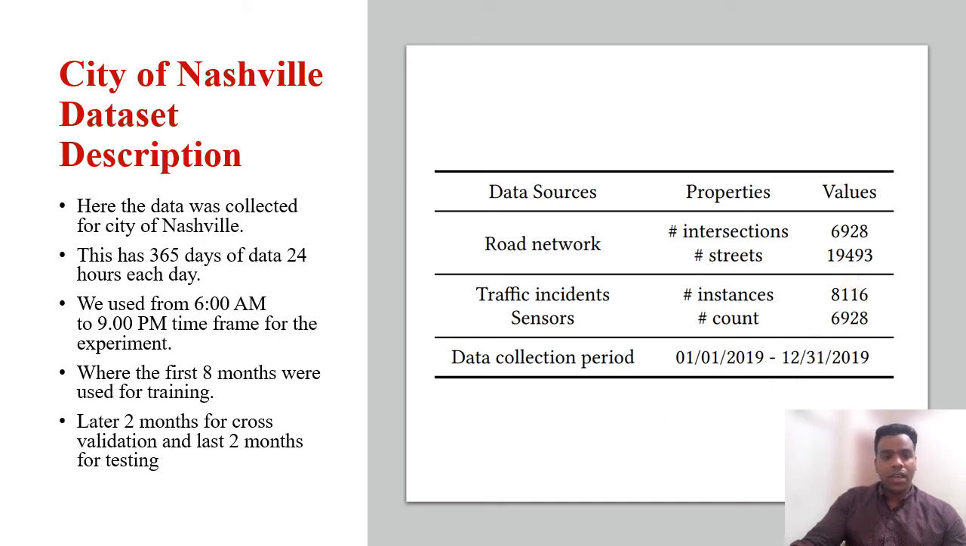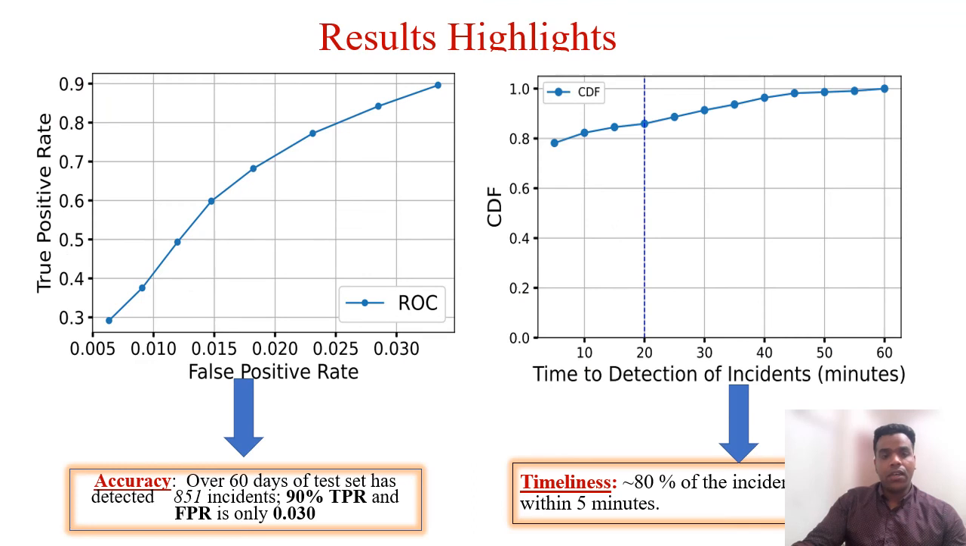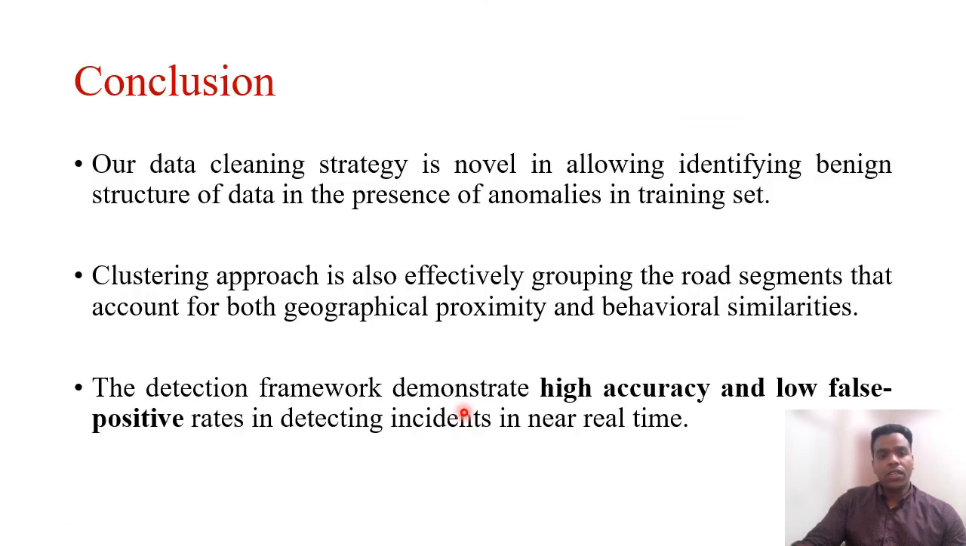After extensive testing on 2 months, we found almost 800 incidents, and almost 90% accuracy is provided by our detection model, with a low false positive rate. Almost 80% of these incidents were detected within a 5 minute time interval. So we can say our model is very novel in detecting incidents with low false positive rates. Also, it has a novel clustering and cleaning strategy. It can be deployable in real life.